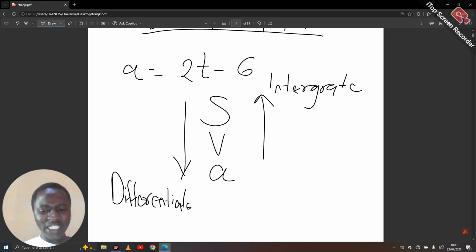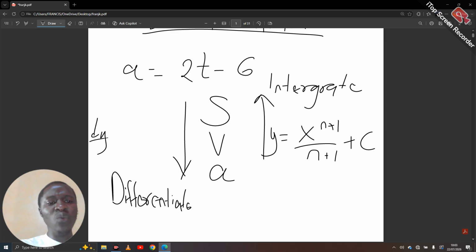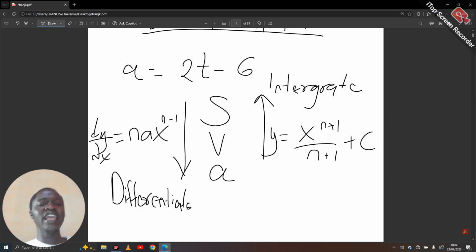Now, the formula remains. When you are integrating, y equals x to the power n plus 1 all over n plus 1, plus c, and c there stands for constant. When you are differentiating, we have dy over dx equals n a x to the power n minus 1.